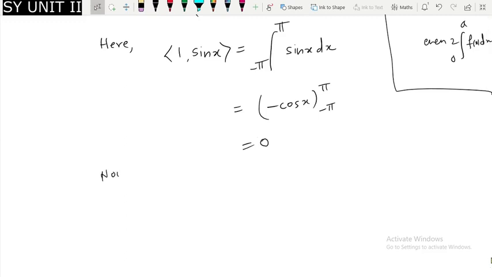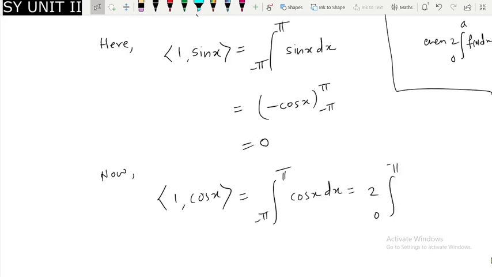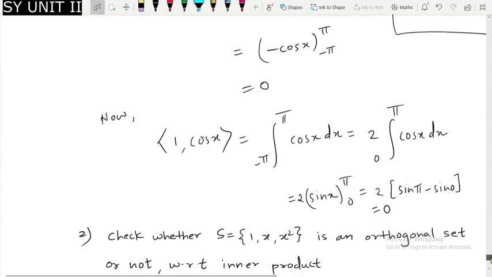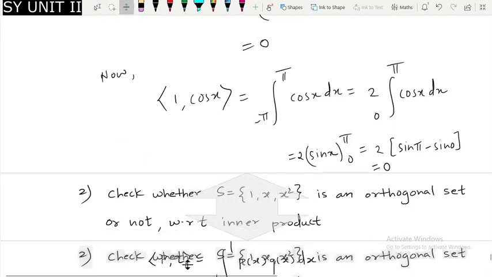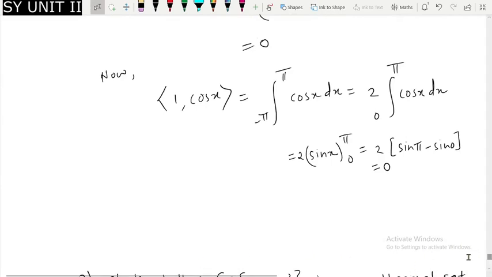Now, another one. The inner product of 1 with cos x will be equal to the integration from minus pi to pi of cos x dx. Since cos is an even function, it will be twice the integral from 0 to pi of cos x dx. Now the integration of cos is going to be sin x, so twice sin x, with limits from 0 to pi, which will be equal to twice sin pi minus sin 0. But as you know, sin pi is 0 and sin 0 is also 0, so this is going to be equal to 0, because the zeros of sine are n pi, that is sin pi, sin 2 pi, sin 3 pi, all these are zeros.